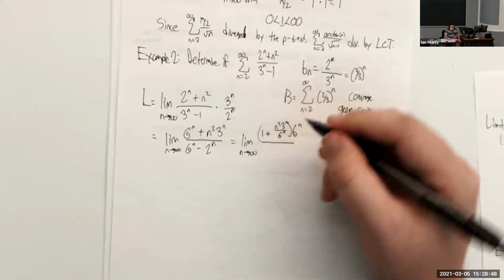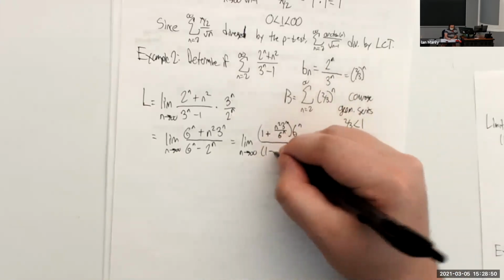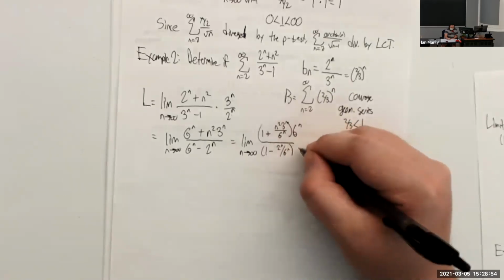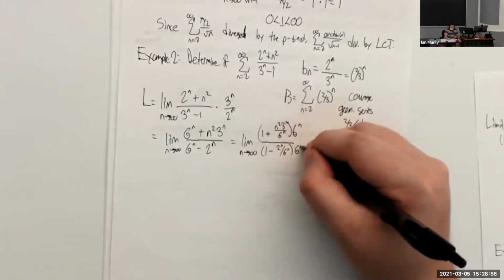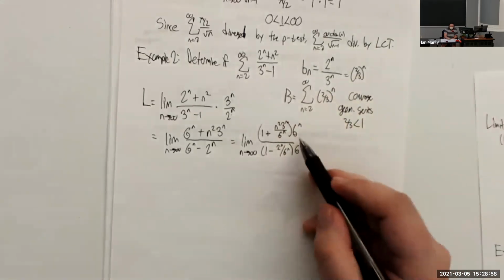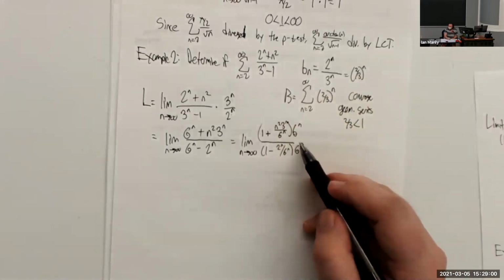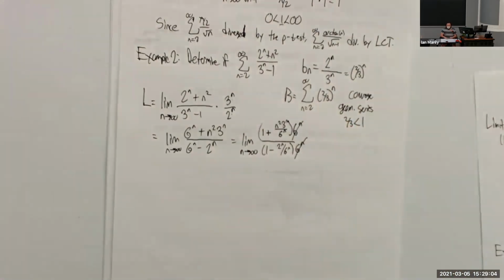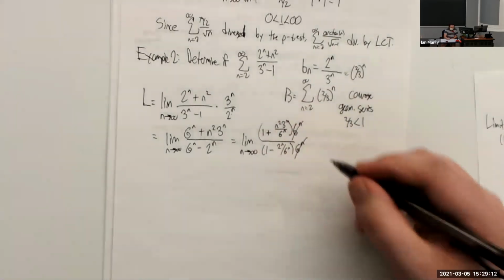All right, and then on the bottom, when I do the same thing, I end up getting this. And then once I factored out that 6 to the n from both of these here, those will just cancel out because we have 1 on the top and we have 1 on the bottom. So I effectively just divided the top and bottom by 6 to the n. All right, now we can simplify this a bit.